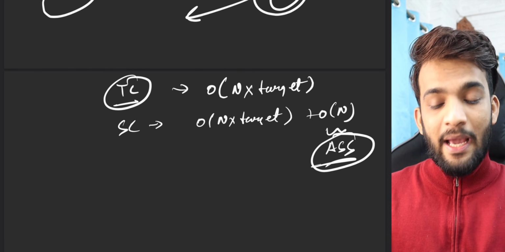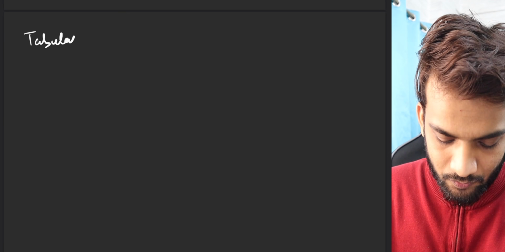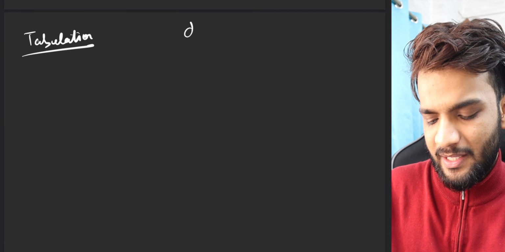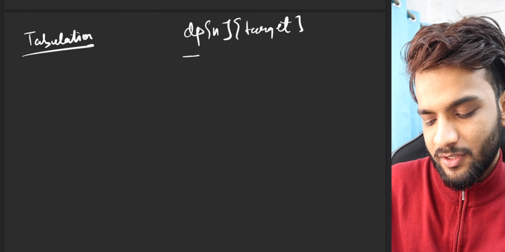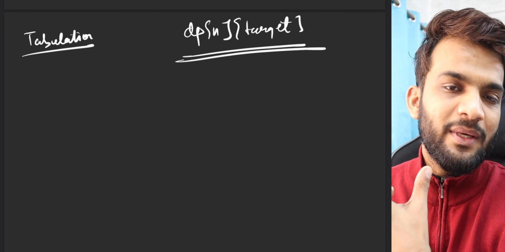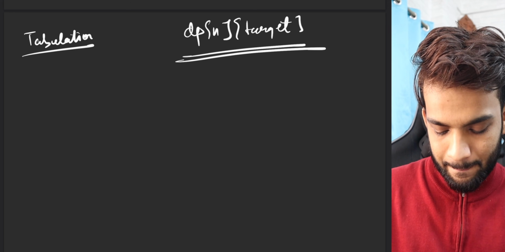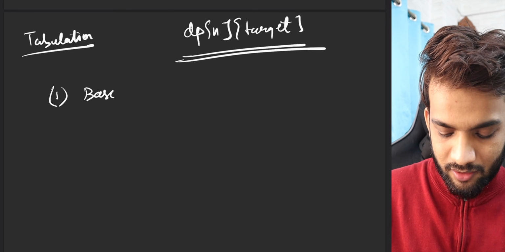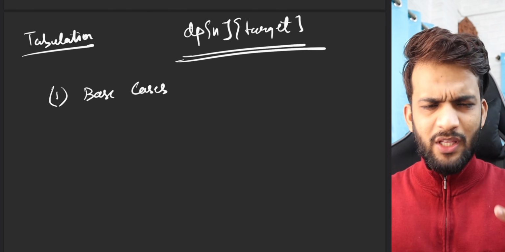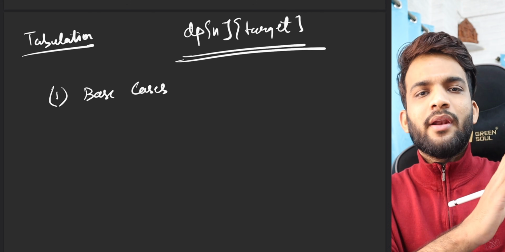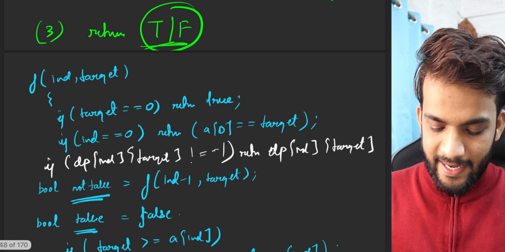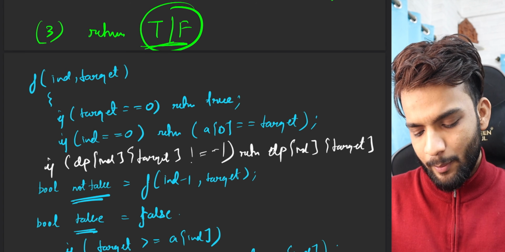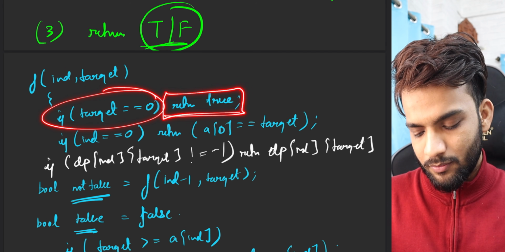So how do you write the tabulation? I've already taught you the steps. First step is to declare the DP array of the same size, n and target. Once you have declared the DP array, the next step is to figure out the base cases and write them. Without thinking anything, go to the recurrence and see what the base cases are. The recurrence says any moment the target is 0, you return true.